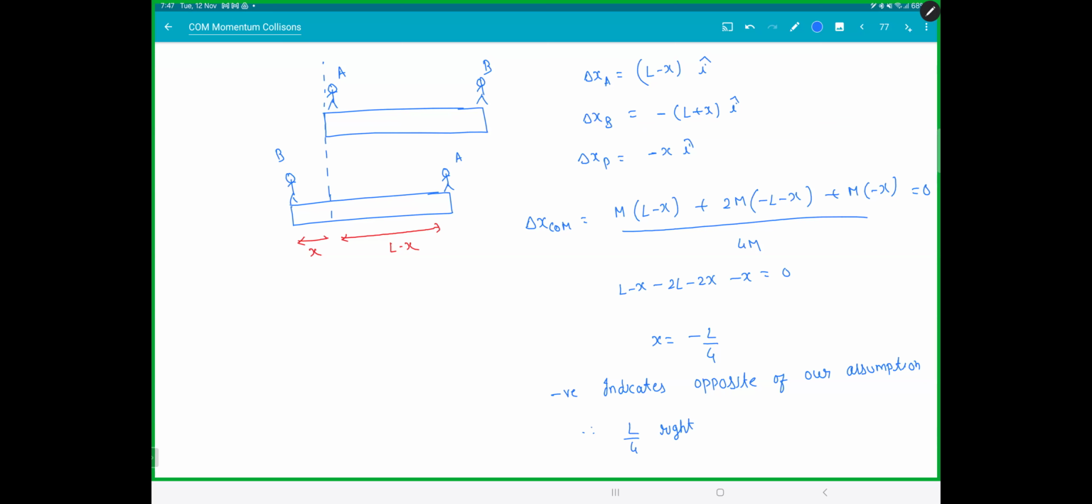Makes sense? I can do this with any number of planks. You can even keep one more person C in the middle and say C is also going to the right. Then you'll get XC also.